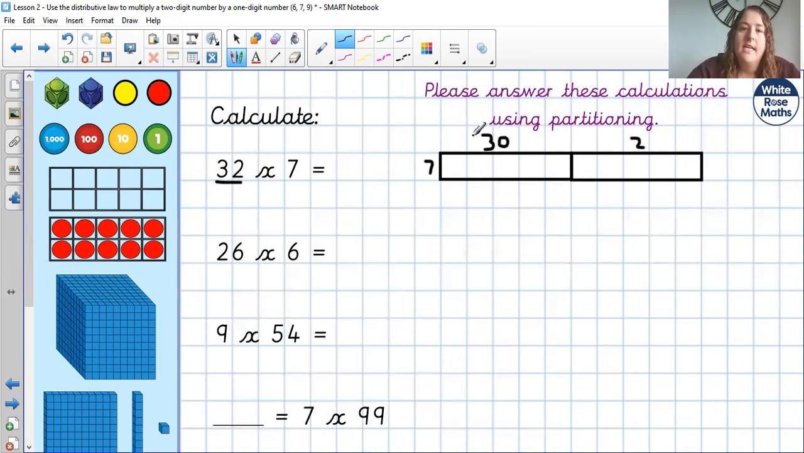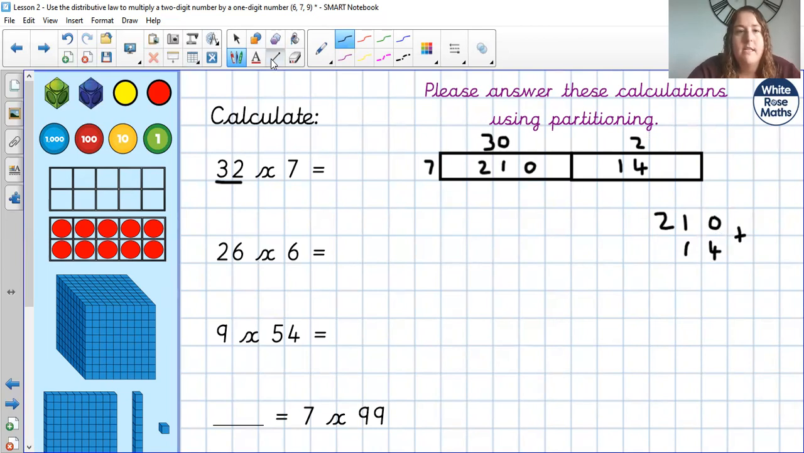Okay, 30 times 7. So I'm going to start with 3 times 7 and then multiply it by 10. So 3 times 7 is 21. Times by 10, I add that space saver 0 on because I've moved everything to the left. And then 7 times 2 is 14. And I'm then just going to use the space at the side to add up 210, add 14.